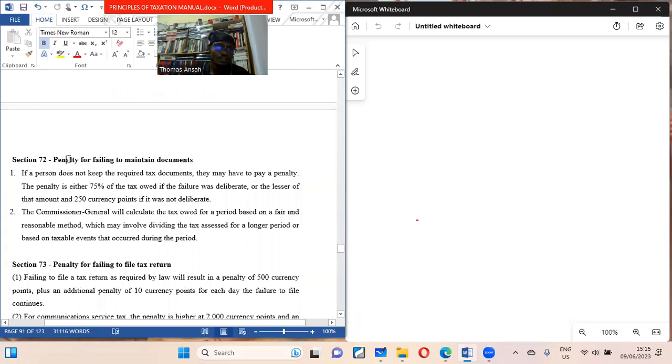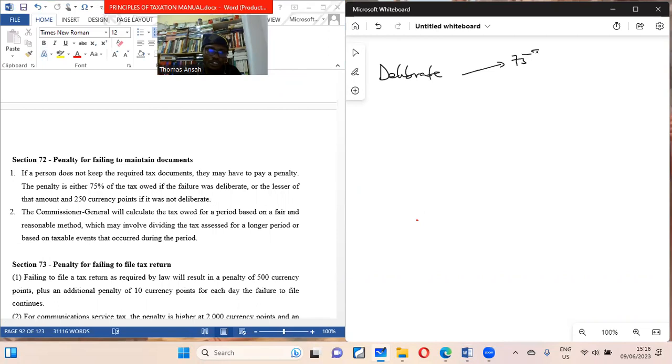Failing to keep proper books of account too carries a penalty of 75% of the tax owed if the failure is deliberate, or the lesser of the amount and 250 currency points, if not deliberate. So the penalty is either 75% of the tax owed if it was deliberate, or the lesser of that amount and 250 if it is not deliberate. What we are saying is that if you fail to keep books deliberately, you have 75% of the tax owed as the penalty. That doesn't mean you will not pay the 100% that is existing. So you pay the 75% on top.